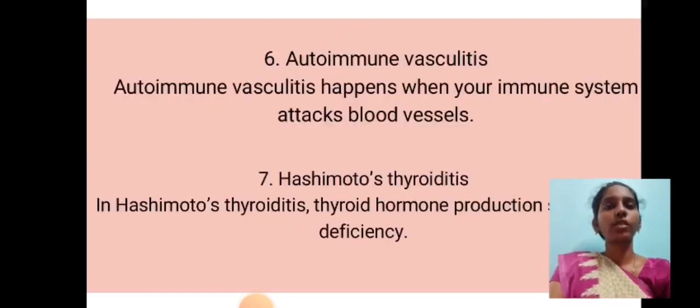Next, autoimmune vasculitis. Autoimmune vasculitis happens when your immune system attacks blood vessels. Whenever our immune system mistakenly attacks blood vessels, autoimmune vasculitis happens. Then Hashimoto's thyroiditis. In Hashimoto's thyroiditis, thyroid hormone production becomes slow, and it causes a deficiency.